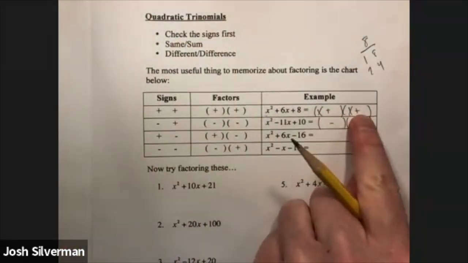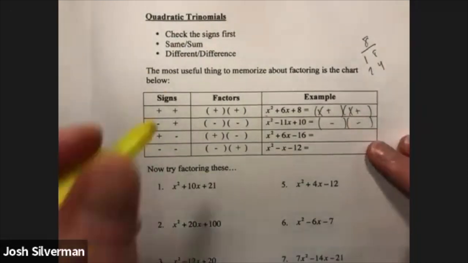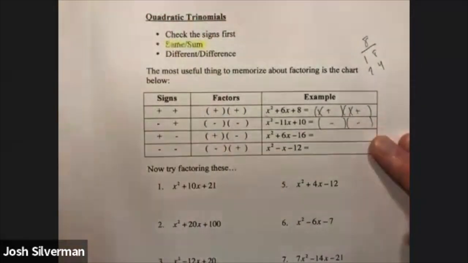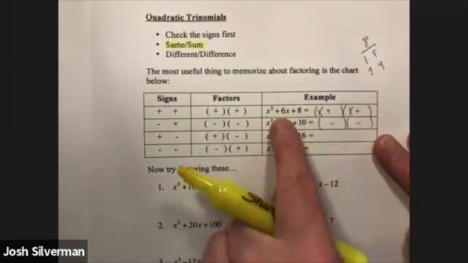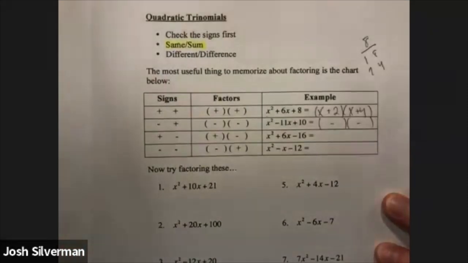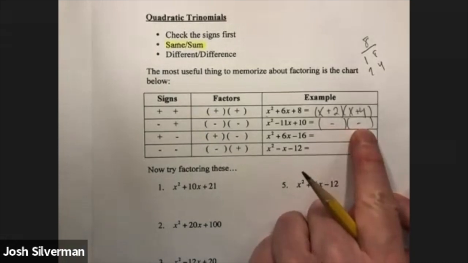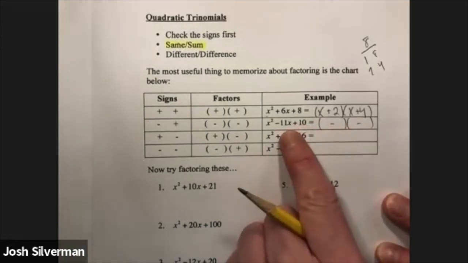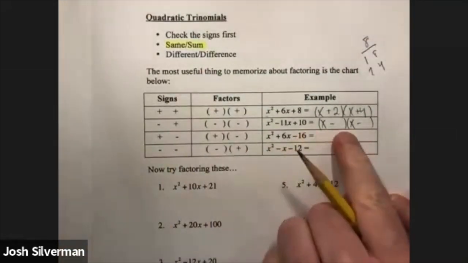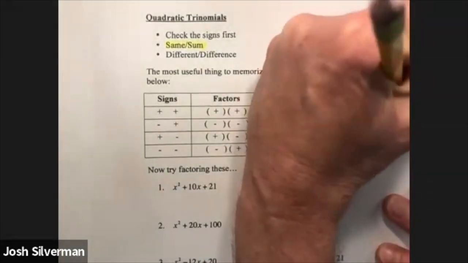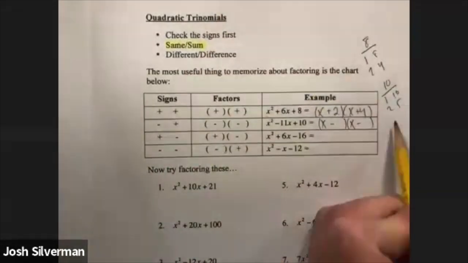Since these are the same sign, we're looking for a sum. Which of those pairs adds up to make a 6? Well, obviously that's 2 and 4, and we are done. Same sign, we're looking for a sum. We know that this is going to be an x and this is going to be an x. The only question now is what goes in these two spots. Write out your factor pairs, 1 and 10, 2 and 5. Which of those can be combined to make an 11? The 1 and the 10.